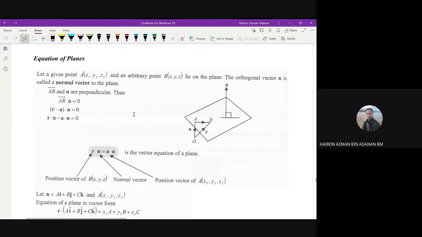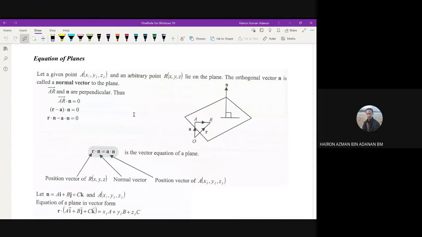The last part of subtopic 5.4, application of vector in geometry. So for class today, I would like to discuss equation of plane, or in Malay, persamaan satah. If you are given one plane, you have to know how to find the equation of plane. So the objective for today: all of you should know how to write the equation of plane, and then all of you should know how to find the angle between two planes.